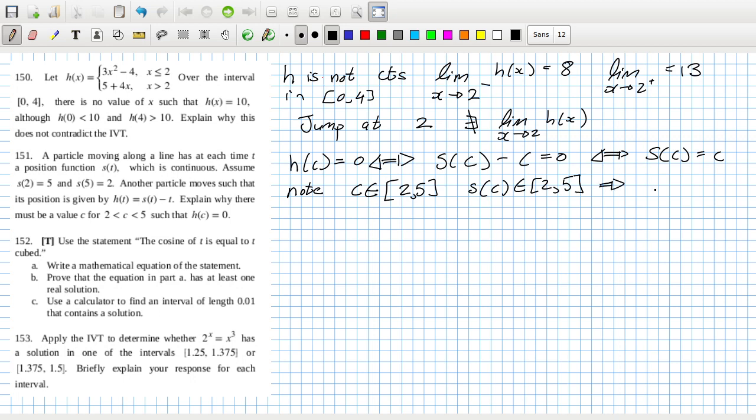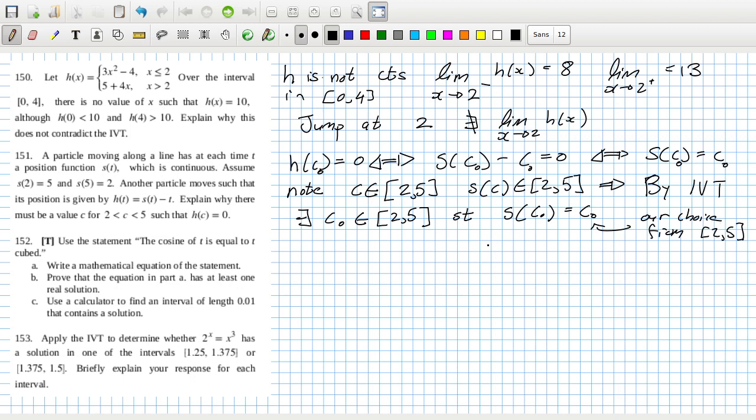So that means there, by the IVT, there must exist, maybe I should call this c0 so as not to mix it up, there must exist a c0 between 2 and 5 such that s of c0 equals c0, and this c0 is our choice from also this 2 to 5.